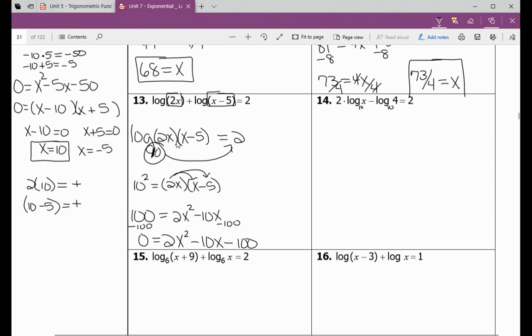But watch what happens when I plug in negative 5. 2 times negative 5 is not positive, so I don't keep that one. As soon as I find a spot where my answer makes the outcome a negative number, I stop and I don't use that answer anymore. Even if you checked it here, negative 5 minus 5 does not equal a positive number. It equals negative 10.